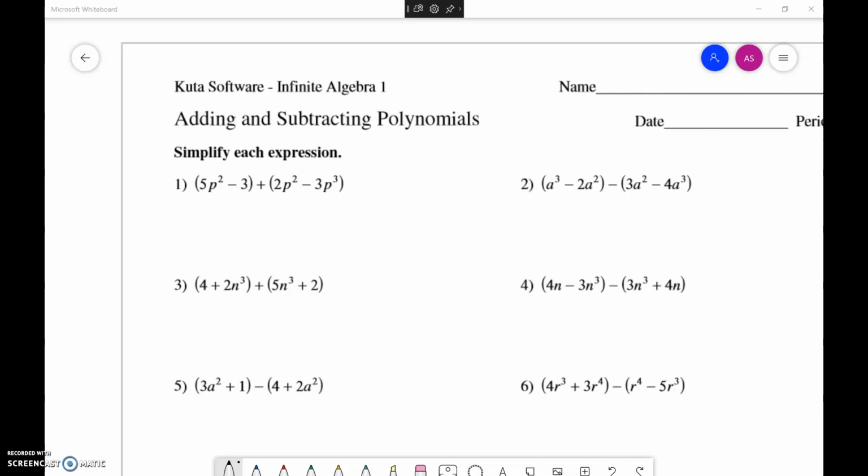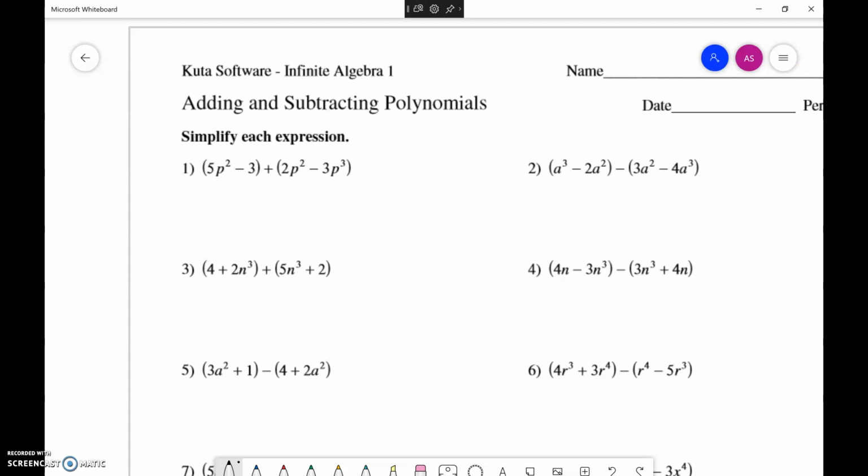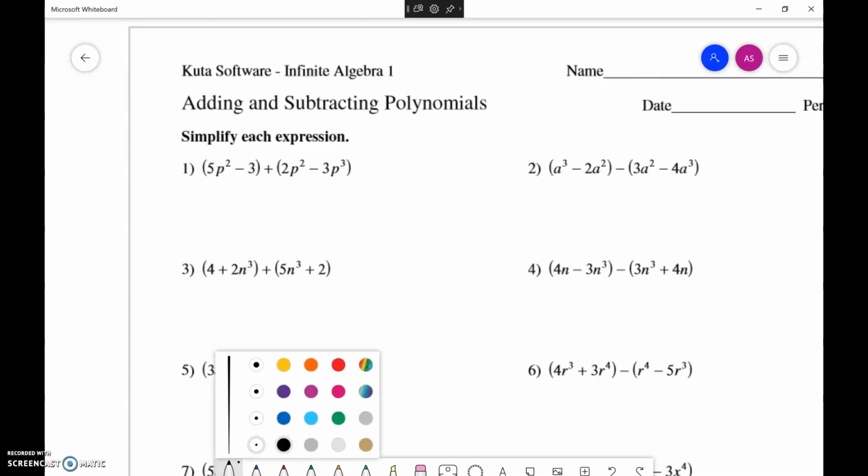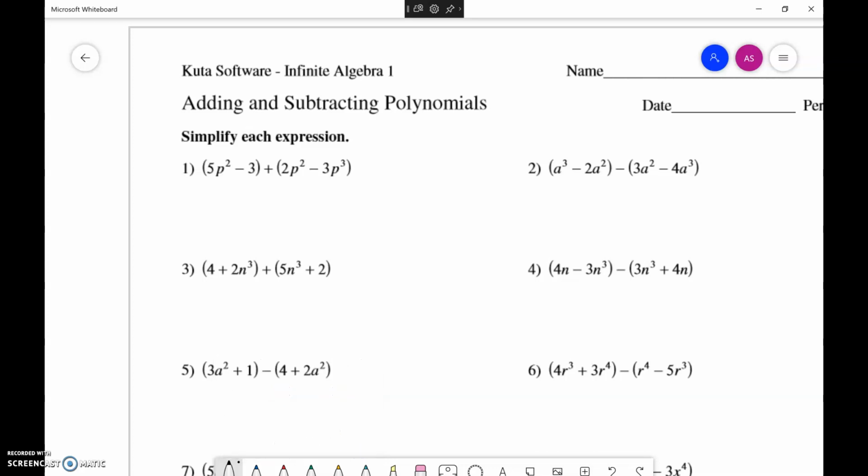So our next topic is going to be adding and subtracting polynomials. So let's go ahead and get started. I'm going to do the odds and I'm going to want you to do the evens this time. So here I have 5p squared minus 3 plus 2p squared minus 3p to the third.